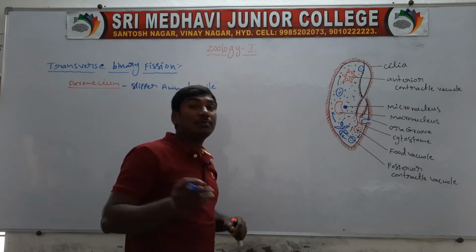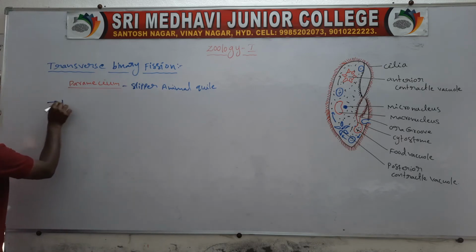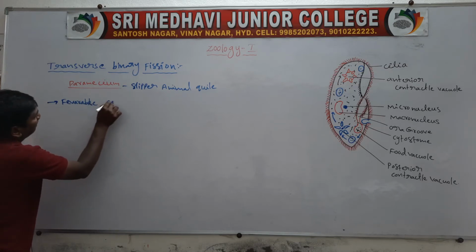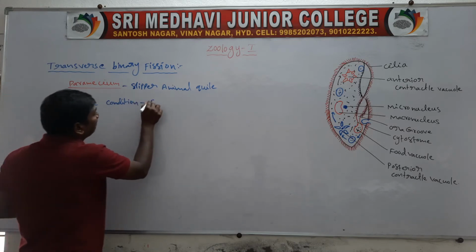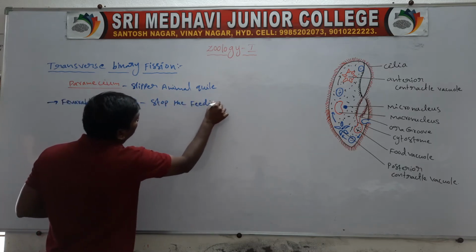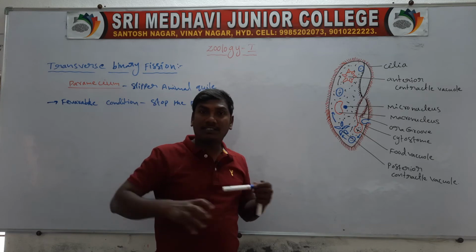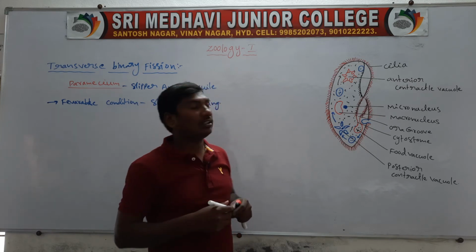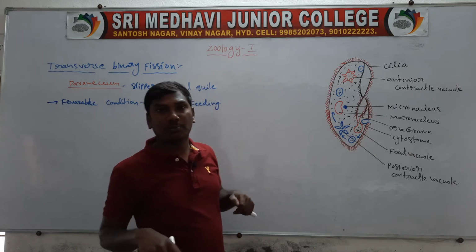Asexual reproduction occurs in favorable conditions. In favorable conditions, the paramecium stops feeding, stops eating, during transverse binary fission.